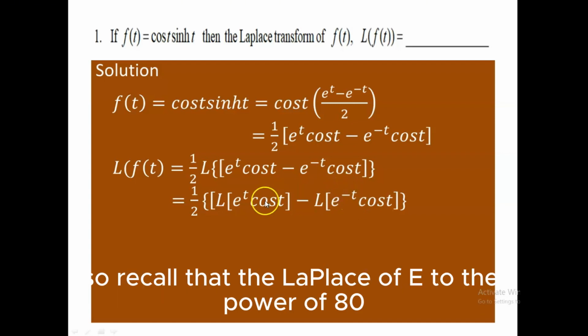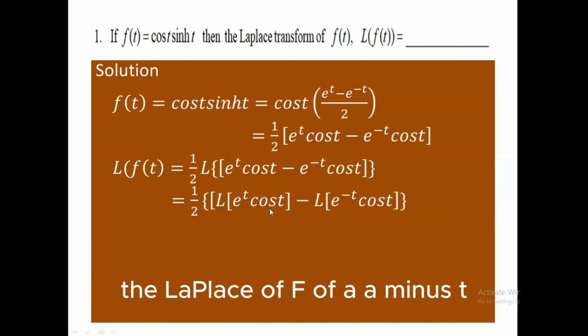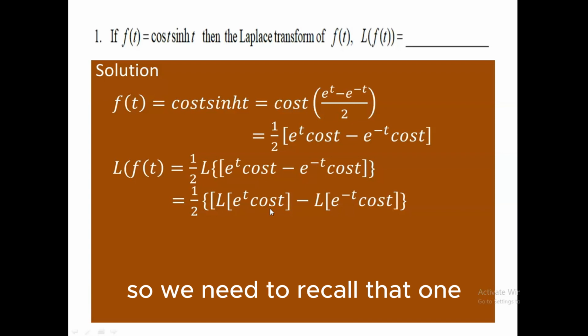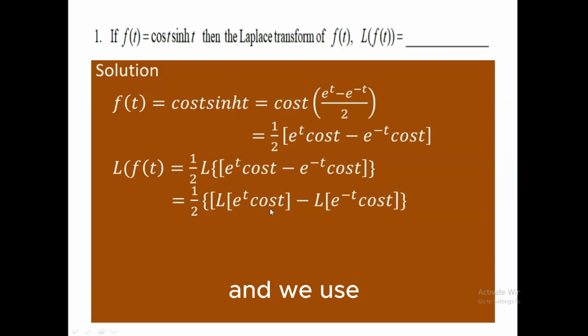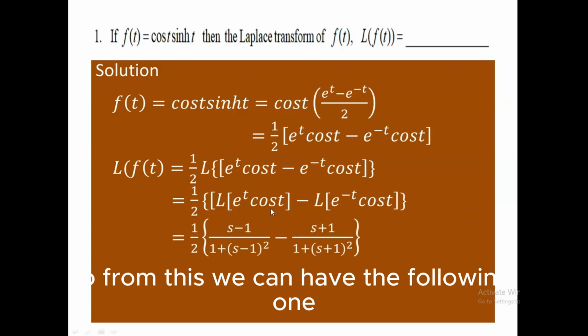So recall that the Laplace of e to the power of at times f of t is the Laplace of f evaluated at s minus a. We need to recall that, and we will use the shifting property in order to determine the result. From this we can have the following.